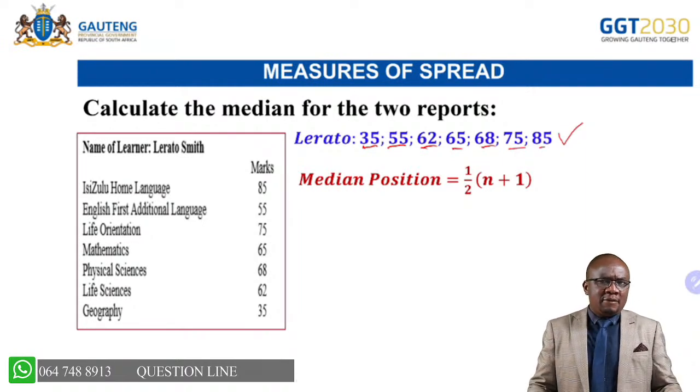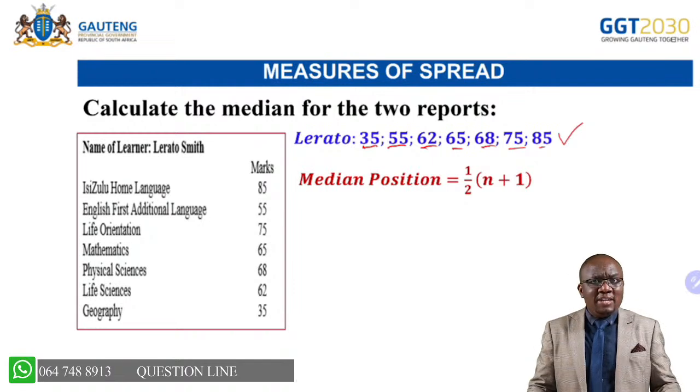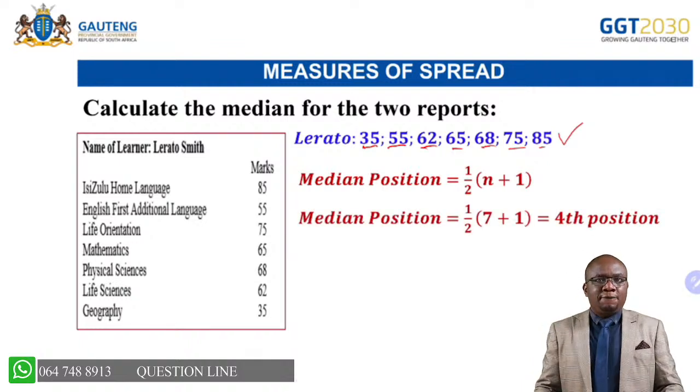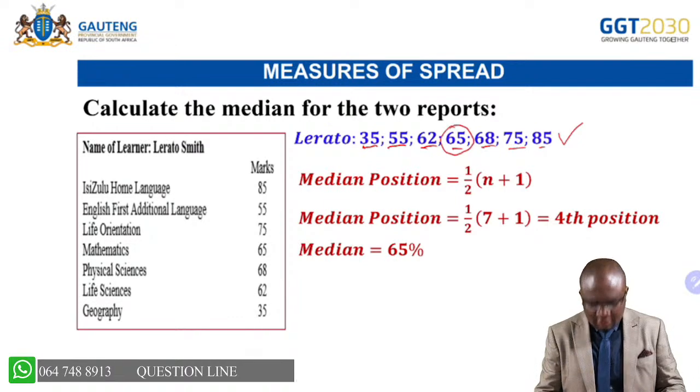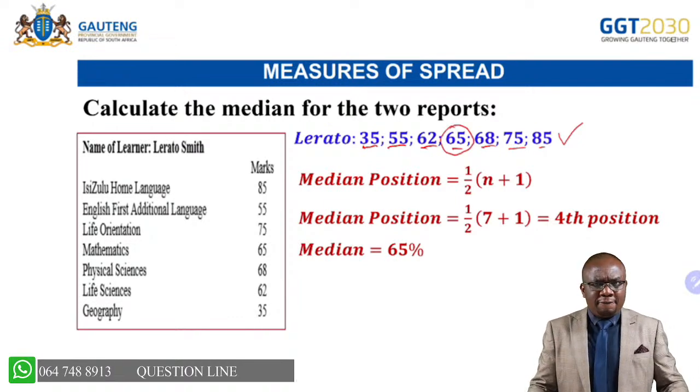What is half of 7 plus 1? Half of 8 is 4. So it means the median mark is the fourth mark. Okay, so which one is the fourth mark here? It is 65. So the median mark is 65%.